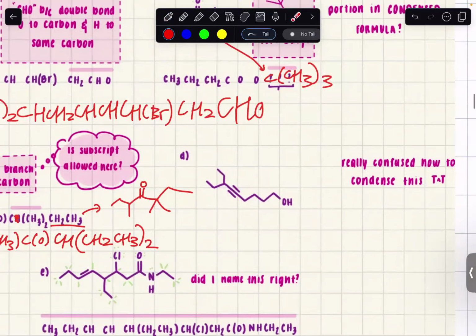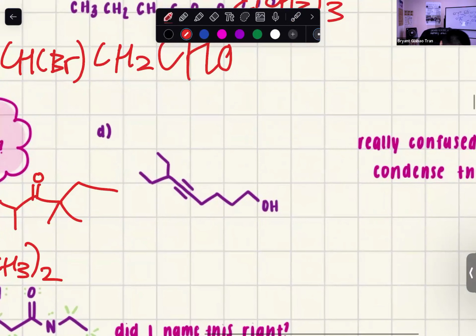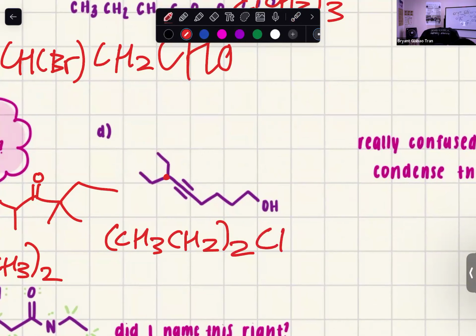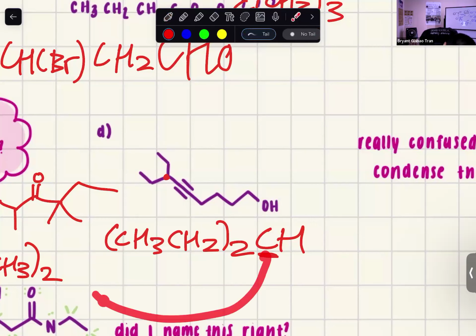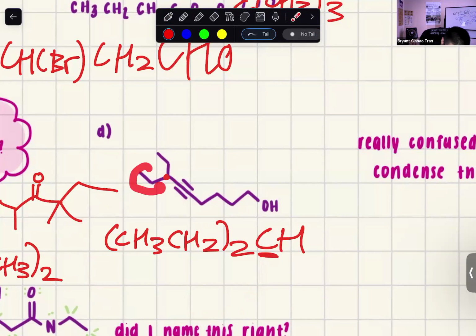Really confused on how to condense this. So same thing. We have the central atom here attached to 2 ethyl groups. But this time we're starting with CH3, CH2 because it's at the left side, right? The left side has the CH3s like that. There are 2 of them, and then that's the CH right here, where this is the central atom. This is the one ethyl group, this is the other ethyl group on this central atom.